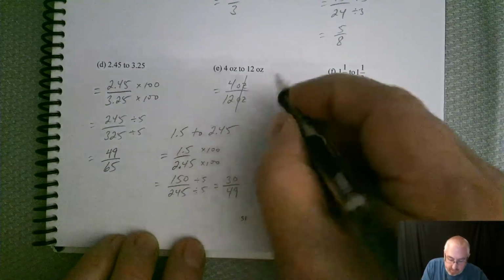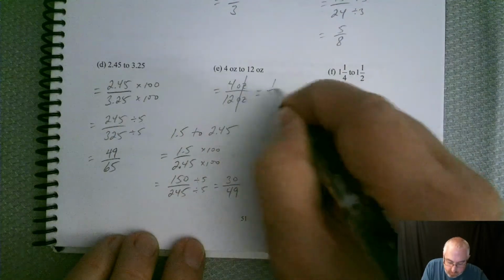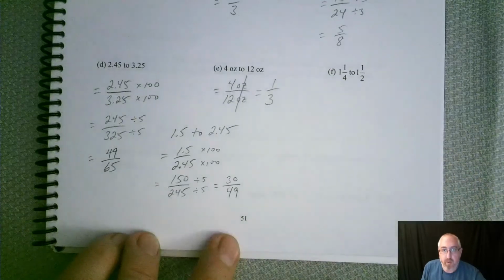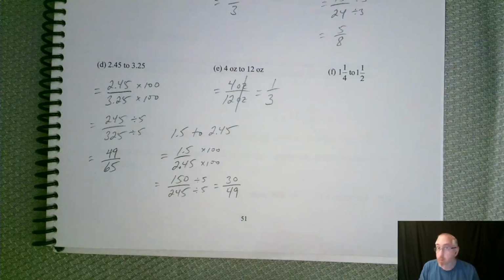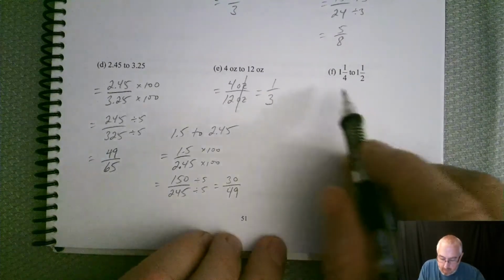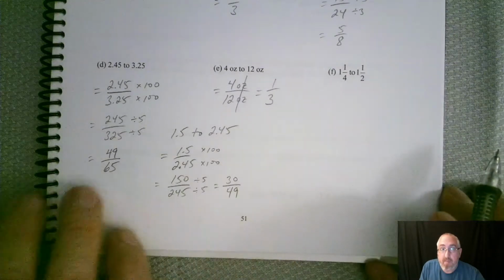So now all we have to do is reduce down to 4 over 12, which we know reduces to 1 over 3. So we have a 1 to 3 ratio. No units. So ratio should never have units on your answer because they cancel. So, all right, what about fractions?